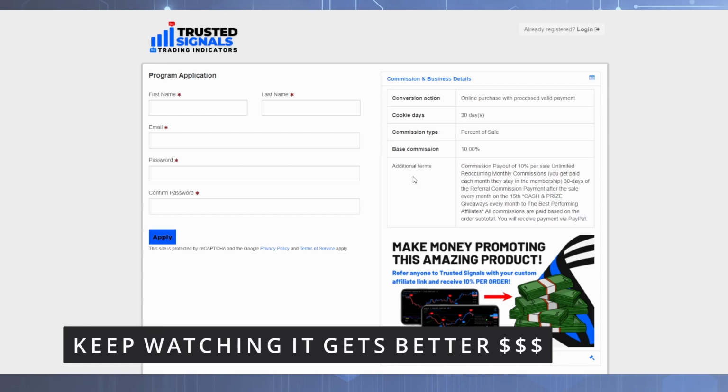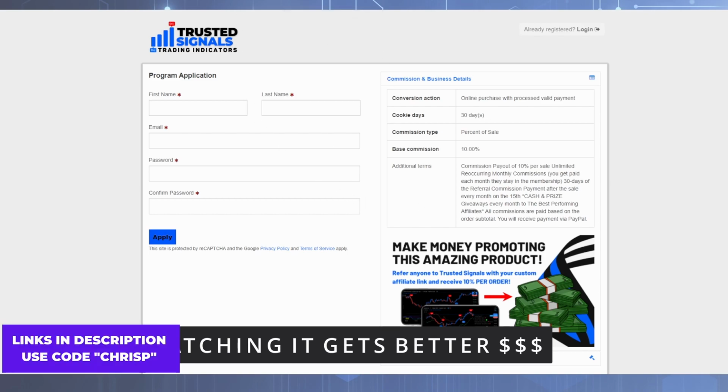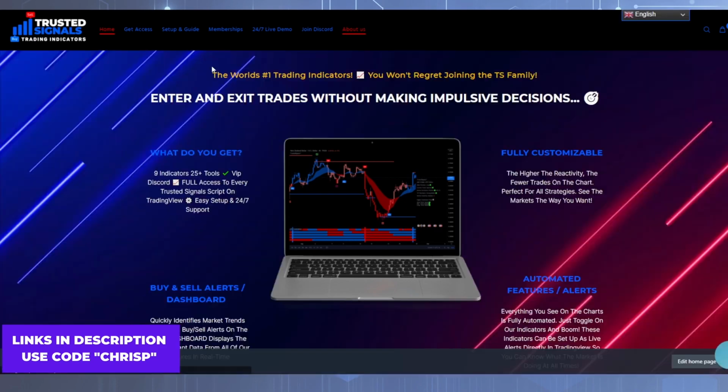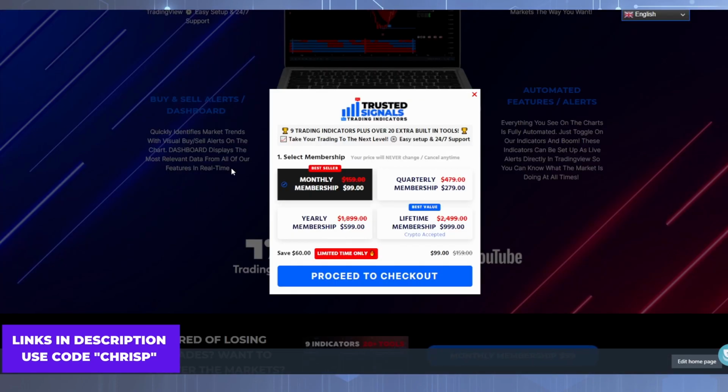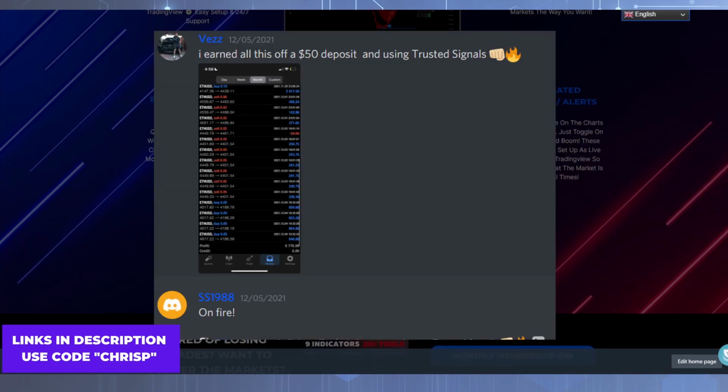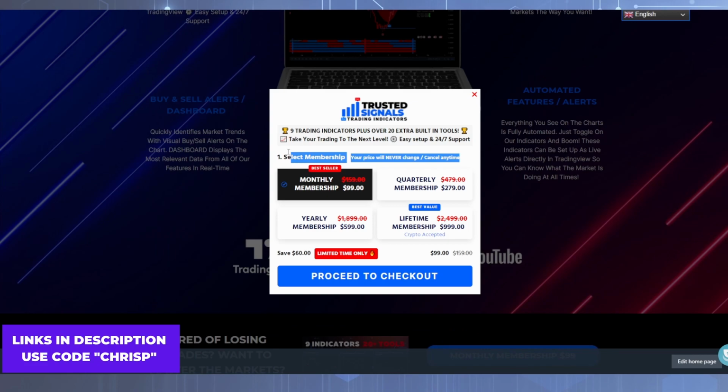But this is the easiest way to get trusted signals for free. All you have to do is get 10 people inside the membership, which isn't hard because Trusted Signals is an amazing product, and the product pretty much sells itself. One trade can potentially pay for your membership as well. So this is another reason why you should just get the membership right now, so that way you can make enough money to just get the lifetime membership anyway.